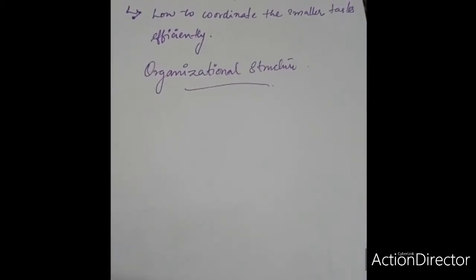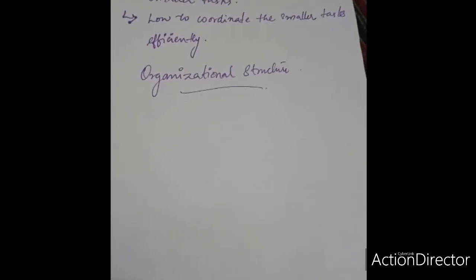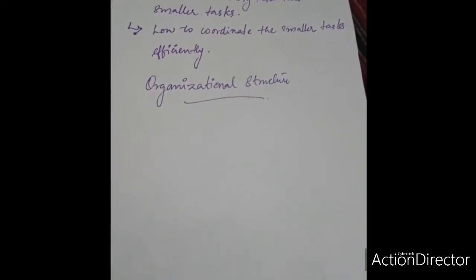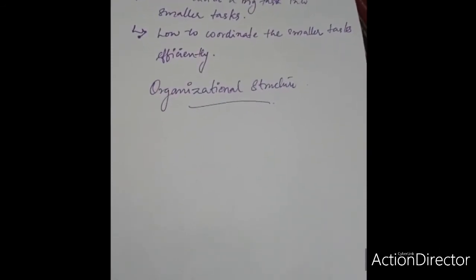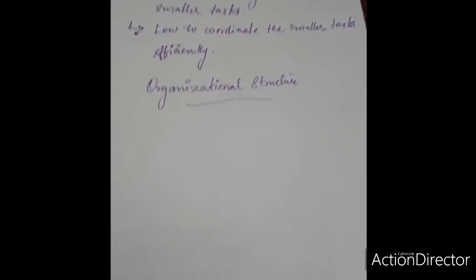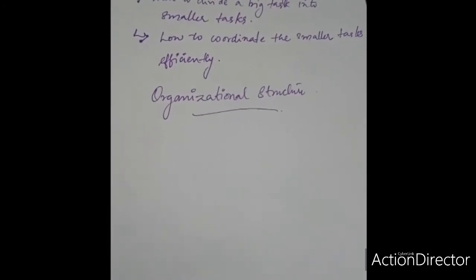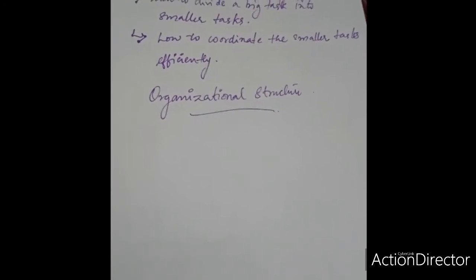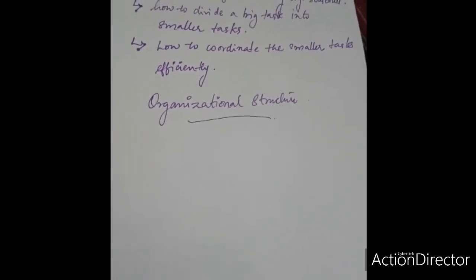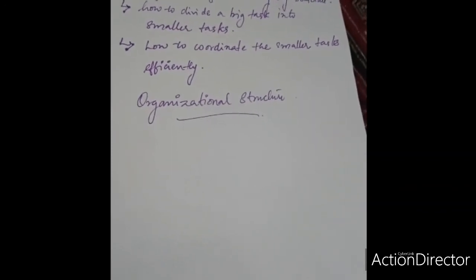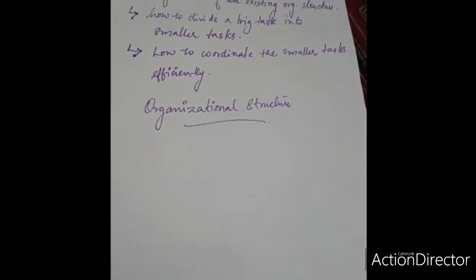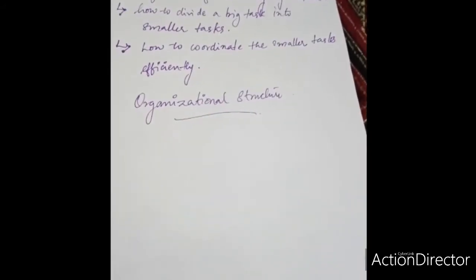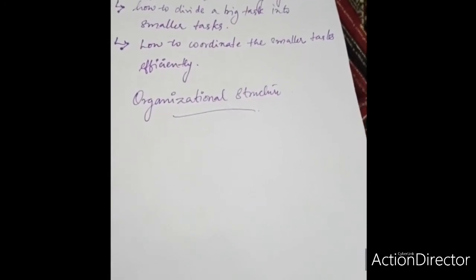Our next topic is organizational structure. Organizational structure is nothing but a systematic arrangement of people working for an organization. That is how people working in an organization should be arranged inside the organization for the effective functioning of the company. So the structure defines the functions to be performed, objectives to be established, and the relationship between the employees. So that is what the organizational structure actually defines.